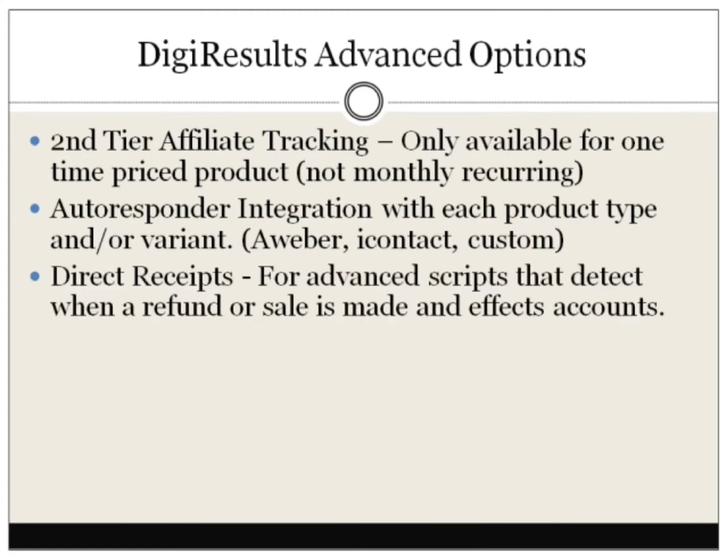Direct receipts, this is an advanced option for advanced scripts that detect when a refund or sale is made and affect some sort of account creation process. But of course, we're not going to really cover this in this specific video series unless you're going to use some sort of advanced script. You'll need to see the DigiResults help database for more information. I'll show you where to get help for this type of advanced option.